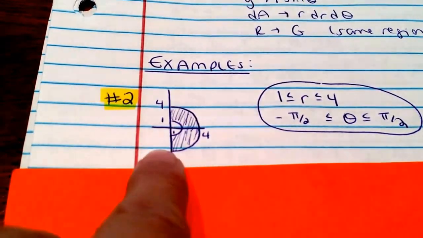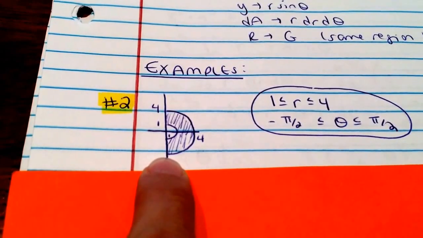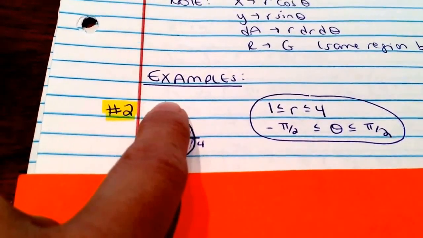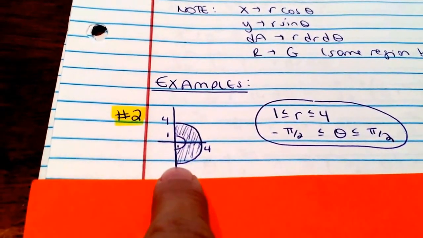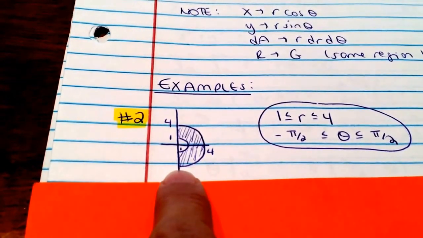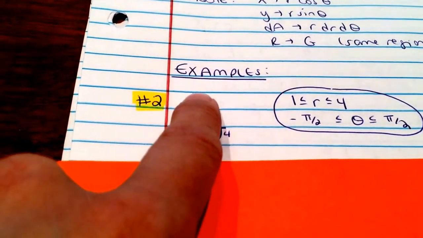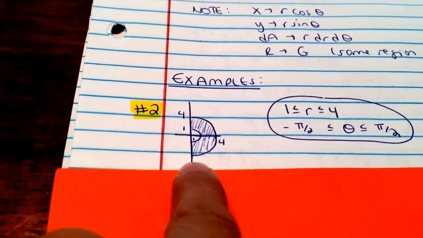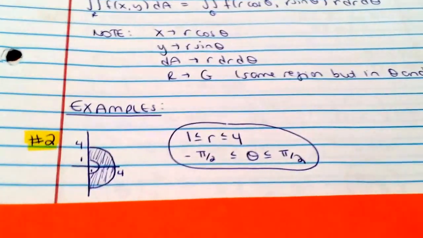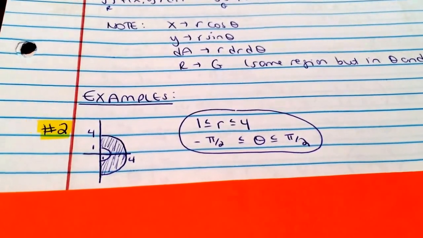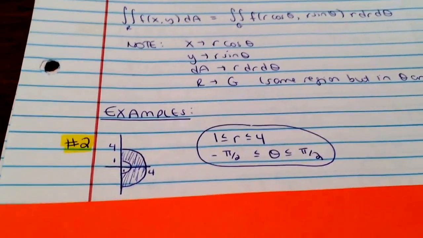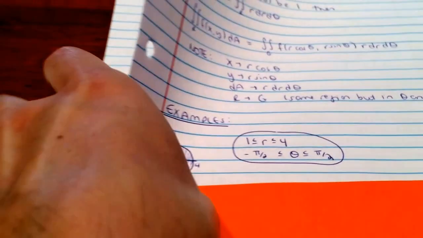So for the right half of it, if you start here, this would be negative pi over 2 to pi over 2. You couldn't call this like 3 pi over 2 because then it wouldn't work for going back up this way. Well, I guess you could say 3 pi over 2 to 5 pi over 2, but that'd just be weird. So negative pi over 2 to pi over 2, that would be your bounds on the theta. So that's all they want here. They're wanting you to just get back used to polar again.